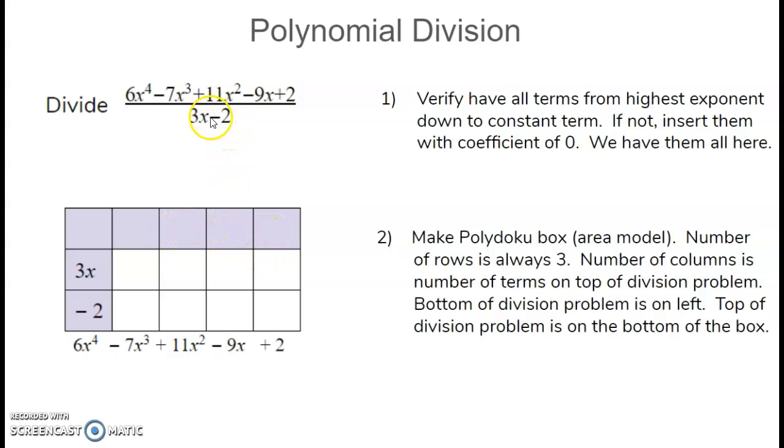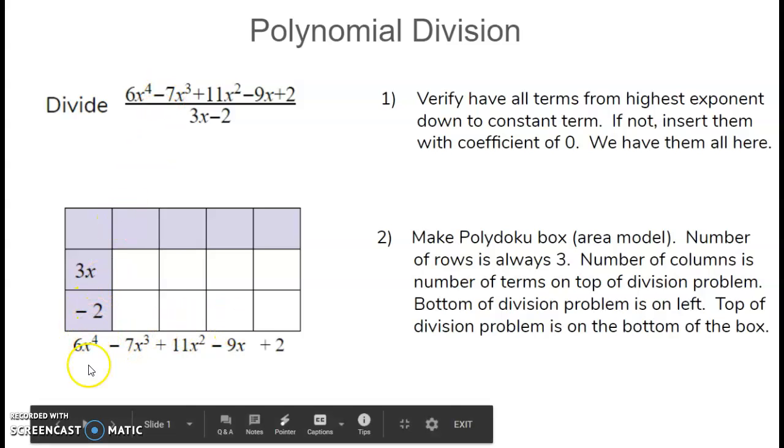This bottom part of my division problem, or the divisor, goes on the left. So 3x minus 2 is on the left. It will always take the middle and bottom row. This top row will be empty. The top of my division problem will go down at the bottom, and basically each term is going underneath one of the columns.